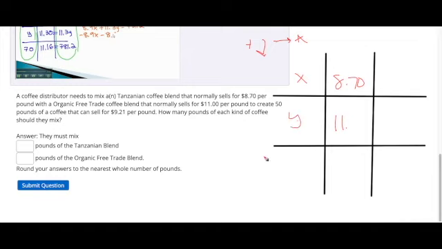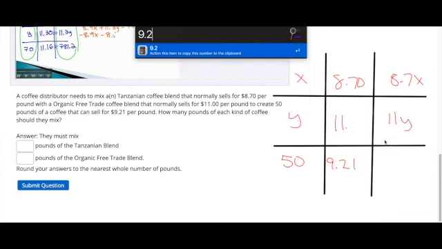And we're going to want to create 50 pounds of a coffee. Okay, so this will be 50. That sells for $9.21 per pound. How much of each kind of coffee? All right, well, multiply through. You're going to have 8.7x. You're also going to have 11y. And this will be 9.21 times 50. 9.21 times 50 is equal to 460.5. So remember that.